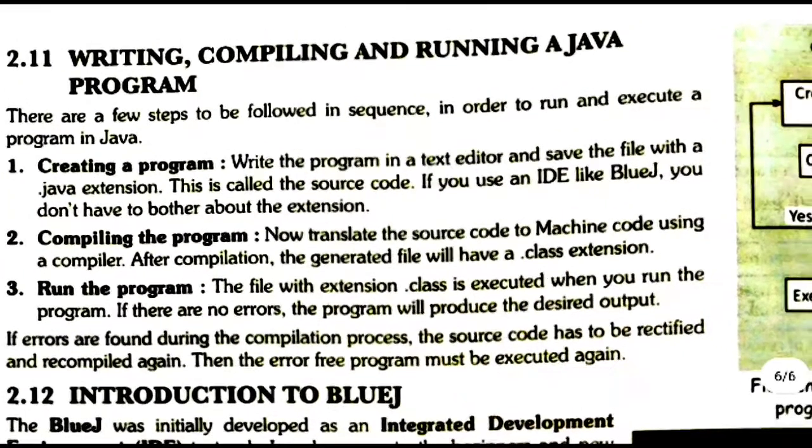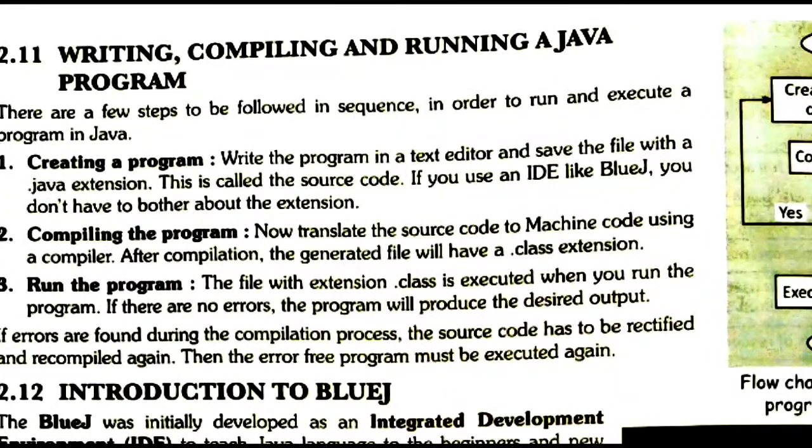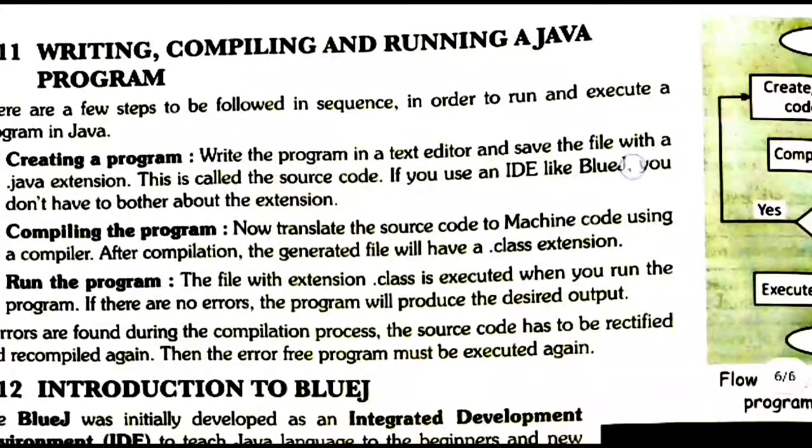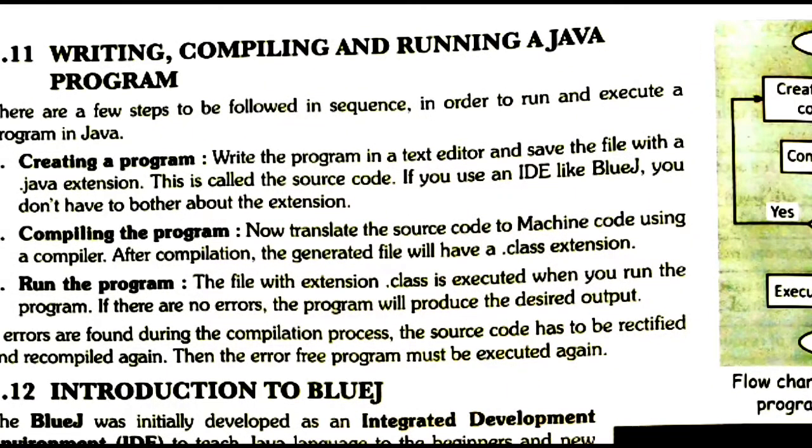Firstly you have to create the program, that is the source code, and you can create it with the help of a tool or software called BlueJ. So you need the BlueJ software. If you don't have it, you can download it from bluej.org. This is the website. You can download BlueJ from that website for a Windows computer or Apple computer, and after that you can start writing programs in Java.